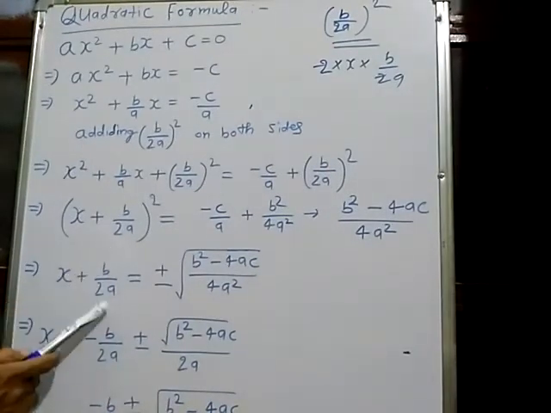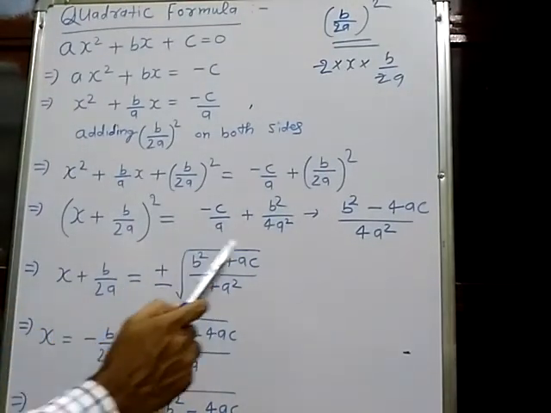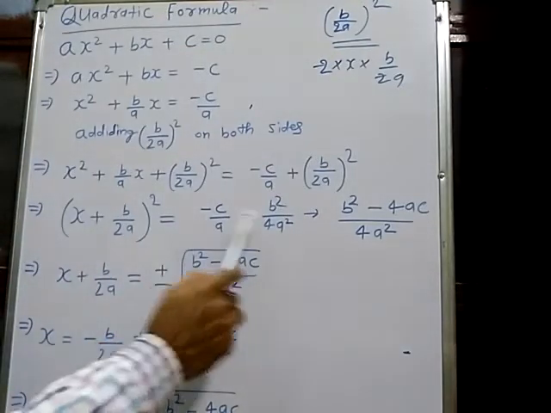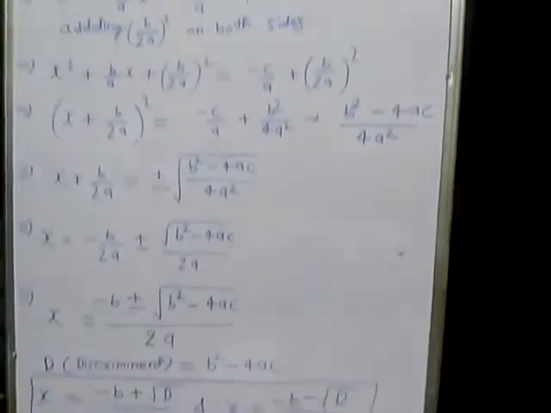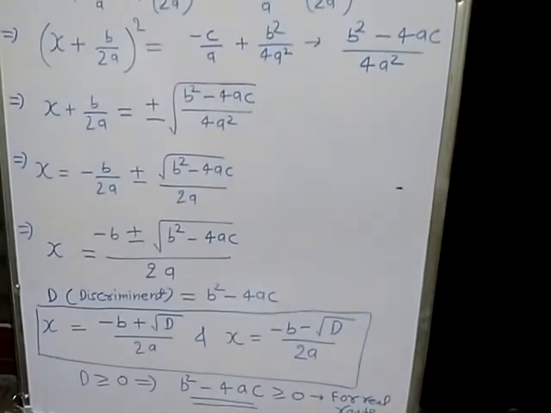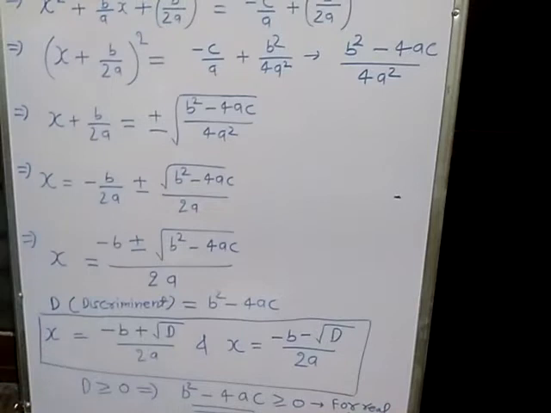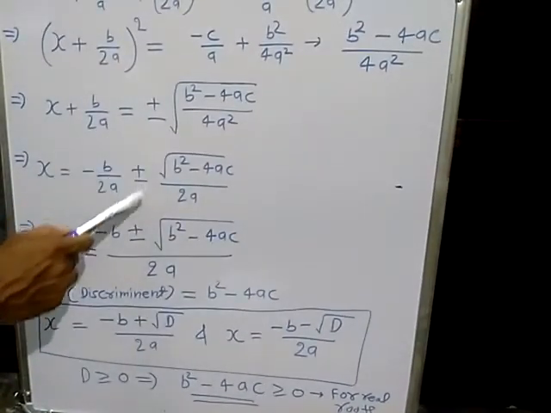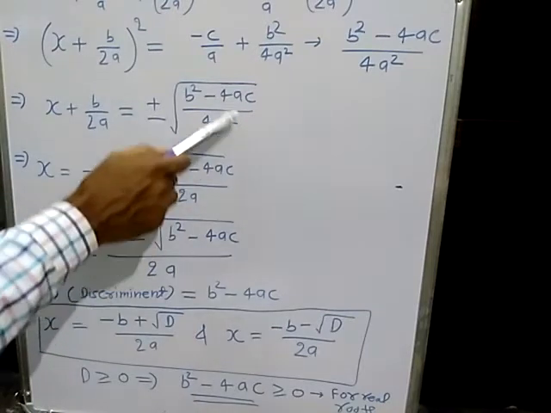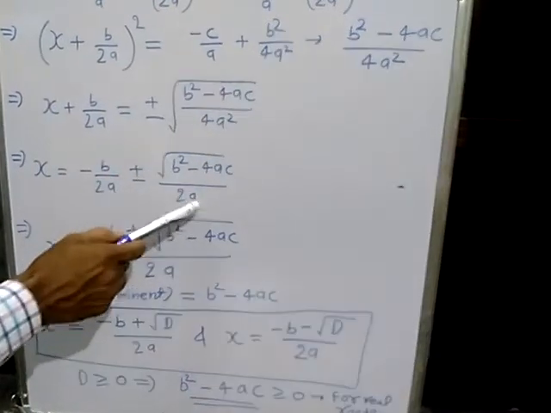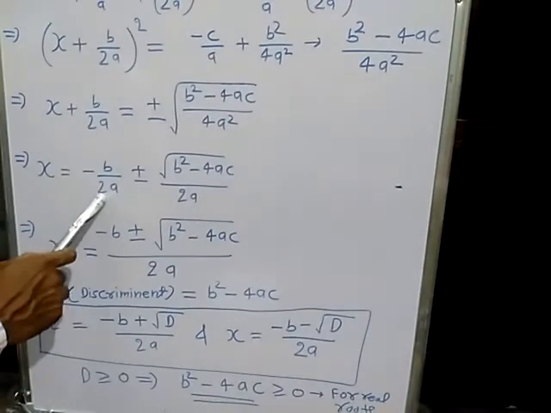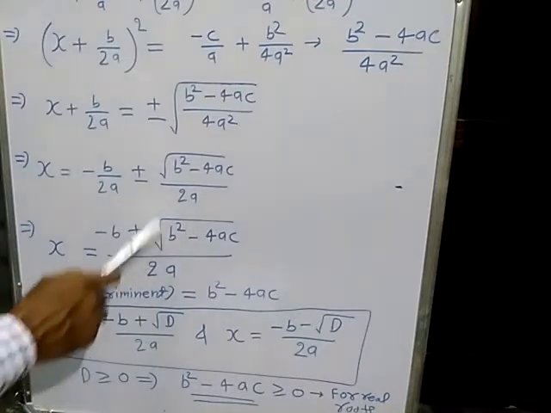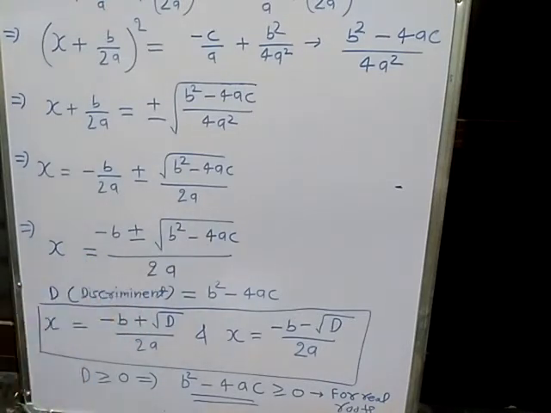Therefore x plus b upon 2a is equal to square root of b square minus 4ac upon 4a square. As per the property, when you take the square root, two signs will come, plus and minus, both will come. So plus minus. Therefore x is equal to minus b upon 2a plus minus root of b square minus 4ac, and root of 4a square is 2a. Both have the same denominator, therefore x can be written as minus b plus minus root of b square minus 4ac upon 2a.